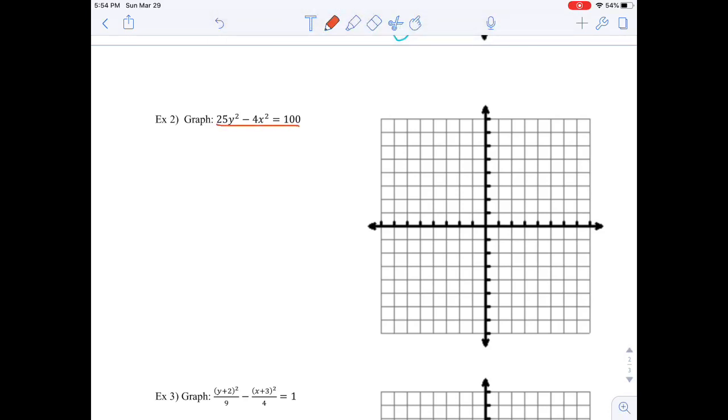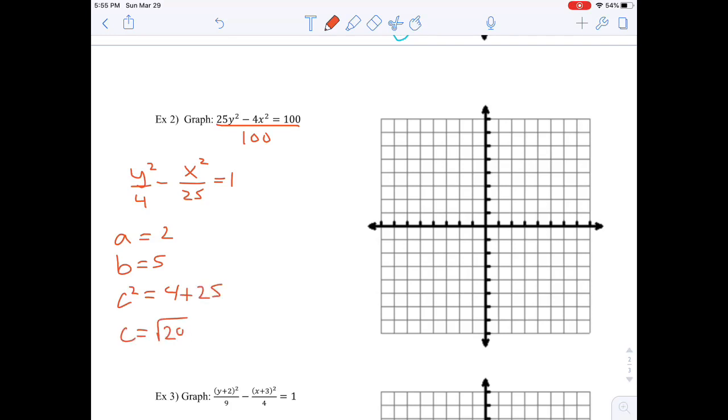All right, so here we're going to have to divide by 100 first to get going. We get y squared over 4 minus x squared over 25 equals 1. So that makes a is 2, b is 5, and we go right ahead and get our c. Because c squared equals a squared plus b squared. C equals the square root of 29, which is about 5.4. Now remember, since y is first, we are going to go up and down. We have a vertical hyperbola, center at 0, 0, so we have no moves there.